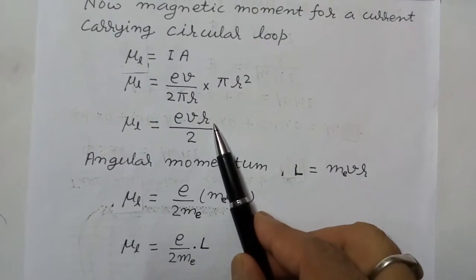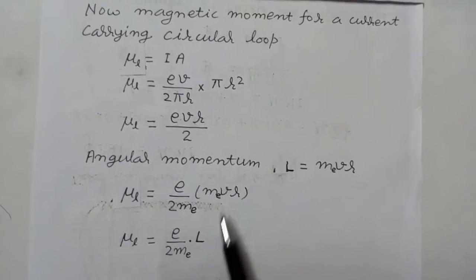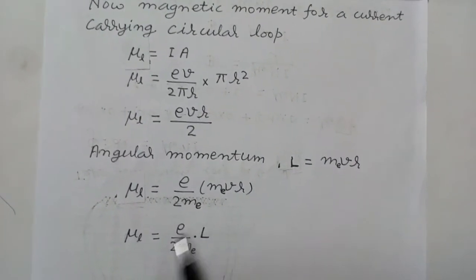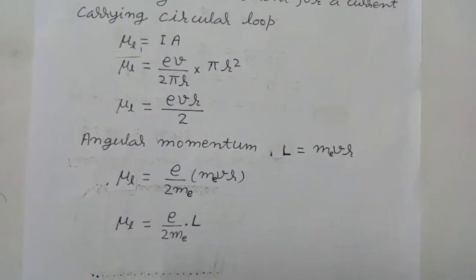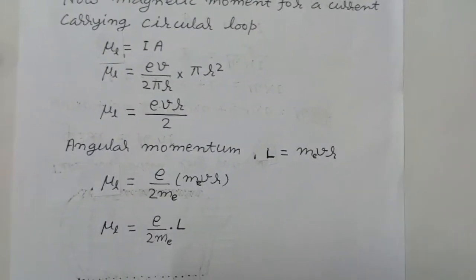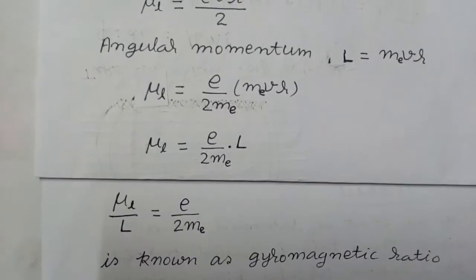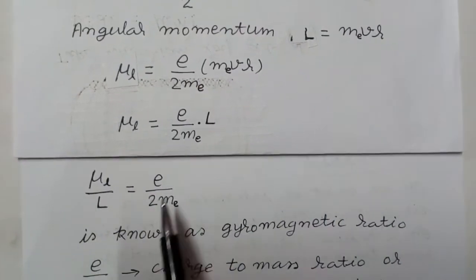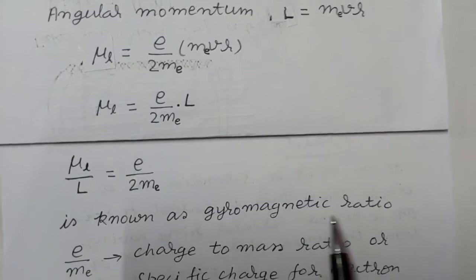Multiply it by me and divide by me. So mu L is equal to this. Now substitute L for me v r. So mu L is equal to e upon 2me into L. So this is the relation between orbital magnetic moment of electron and angular momentum of electron. Now this mu L upon L is equal to e upon 2me. This is known as gyromagnetic ratio.